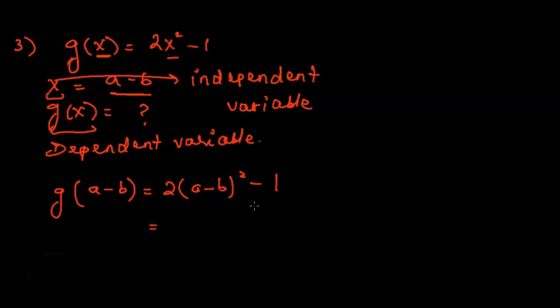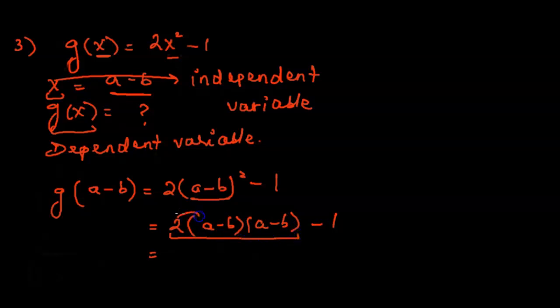Now to solve this further, we just have to expand this bracket. We can write it as a minus b times a minus b, and then we can just multiply this by expanding and simplifying. So I would have 2 times a minus 2 times b, so that will be 2a minus 2b, whole thing multiplied by a minus b.